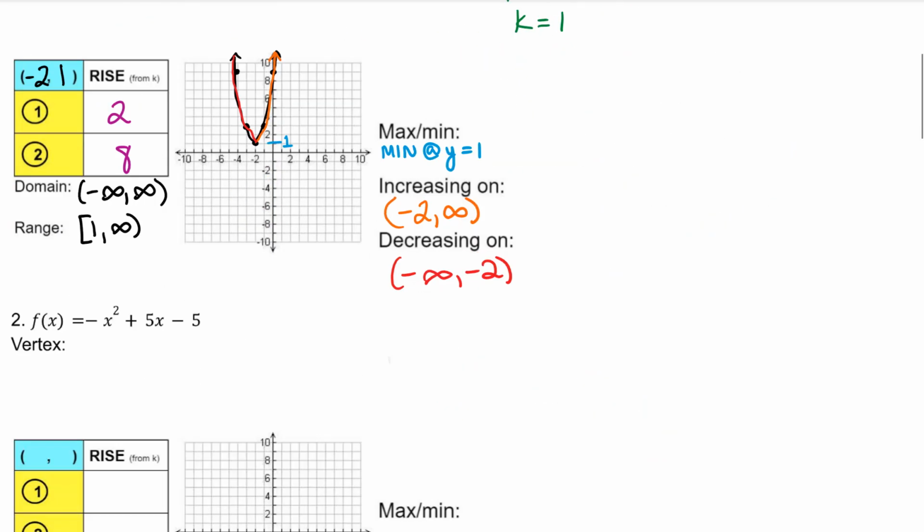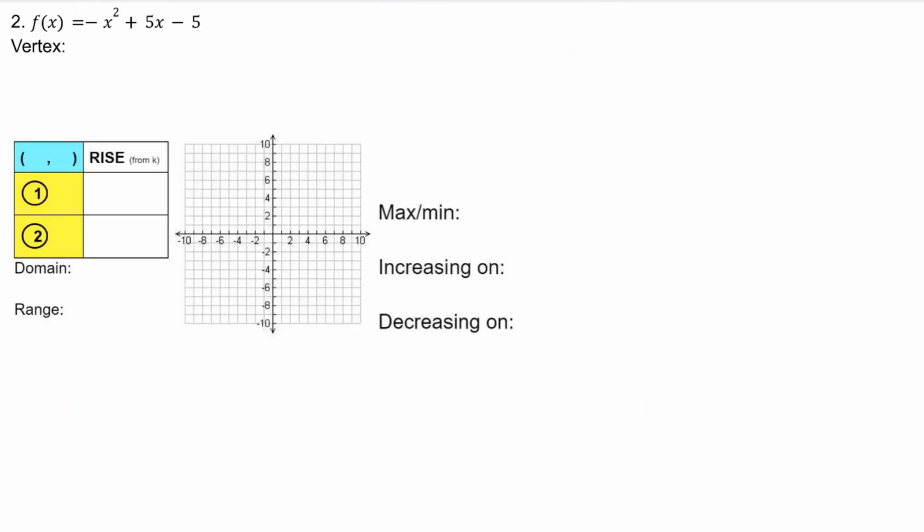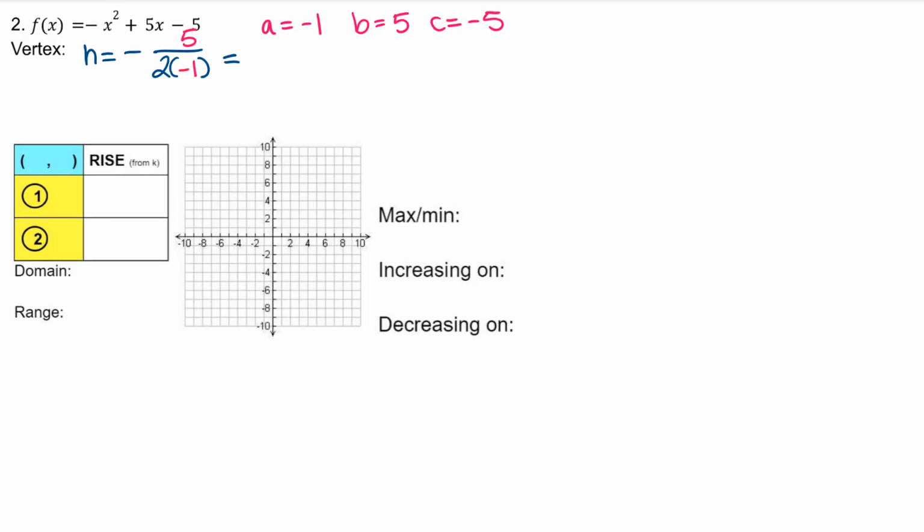Let's try another one. Begin by determining a, b, and c. h, or the x part of the vertex, is equal to -b over 2a. So in this case, h is a fraction, or you could write it as 2.5. Let's solve for the y part of the vertex by plugging in 5/2 or 2.5.